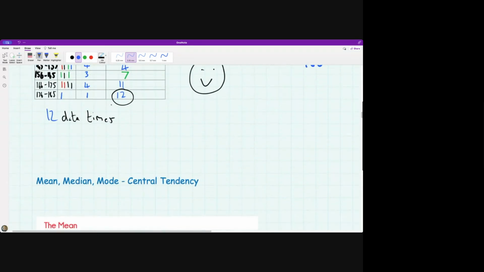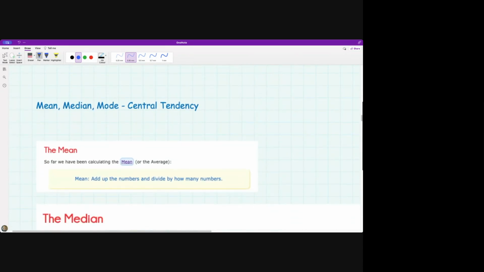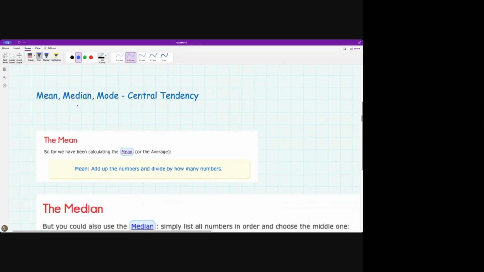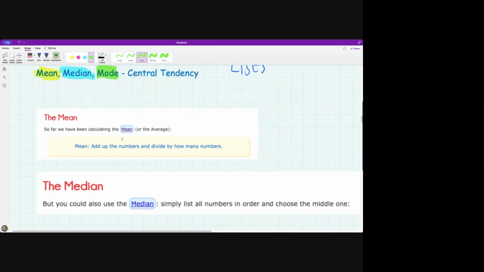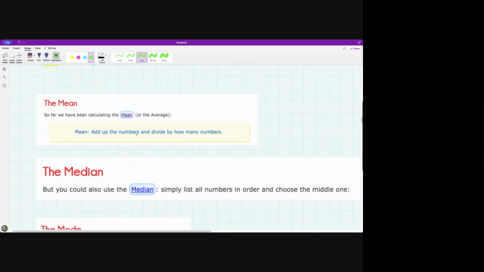Okay, I've talked enough. Let's go on to a few more new ideas. When we talk about a list of data, so now we're going back to lists of data, if I want to know where the middle is, there are 3 ways of finding the middle. There is what's called the mean or the normal average. There's something called the median, and there's something called the mode. And these are all measures of central tendency. So if you want to find the mean, you add up all the numbers and you divide by how many numbers there are.